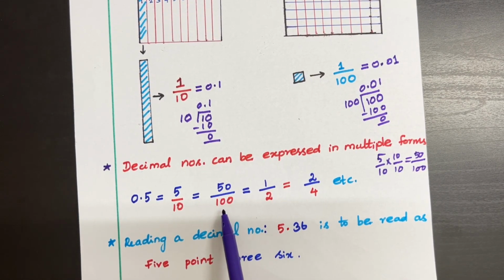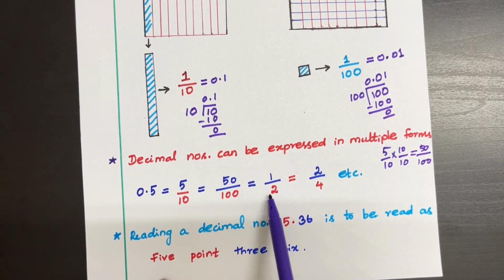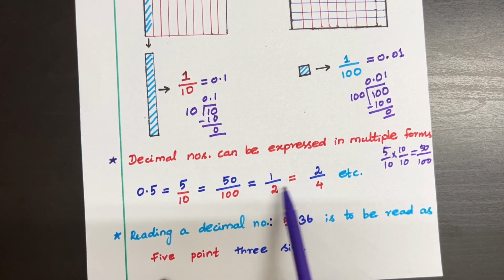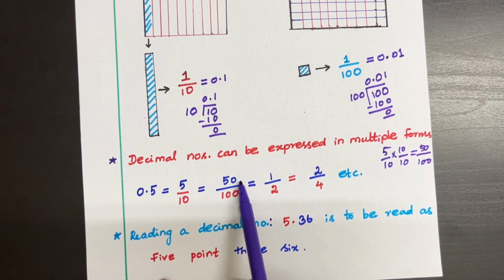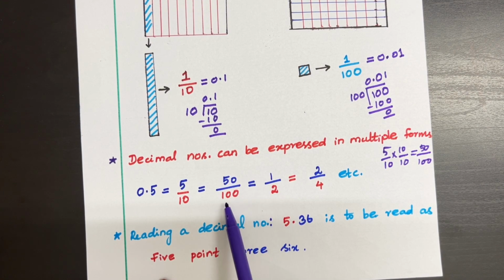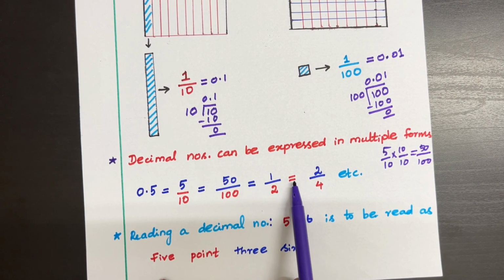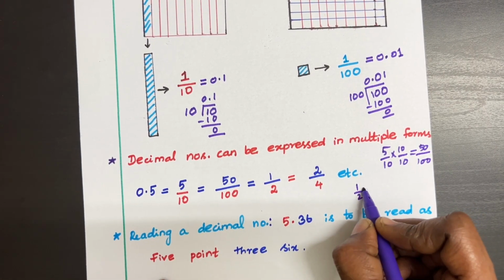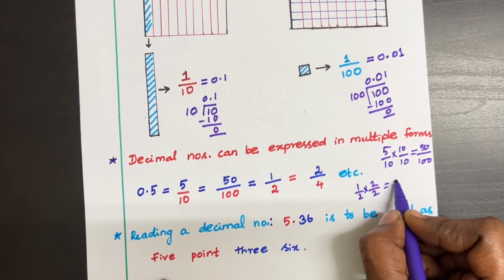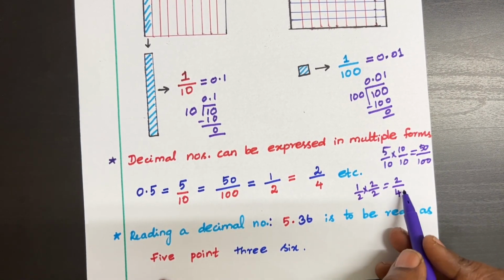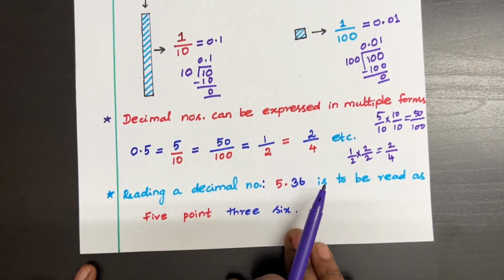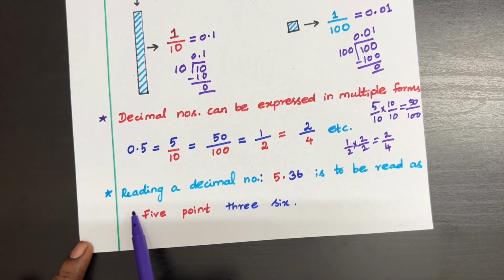So 50 by 100. How many 50s in 100? 2. So 50 by 50 is 1 divided by 2. That means we are dividing both the numerator and the denominator by 50. So 50 divided by 50 is 1, 100 divided by 50 is 2. Again you can multiply this 1 by 2 with 2 by 2. This is equal to 2 by 4. That means equivalent fractions. So in multiple forms, we can express decimal numbers. Now, reading a decimal number.